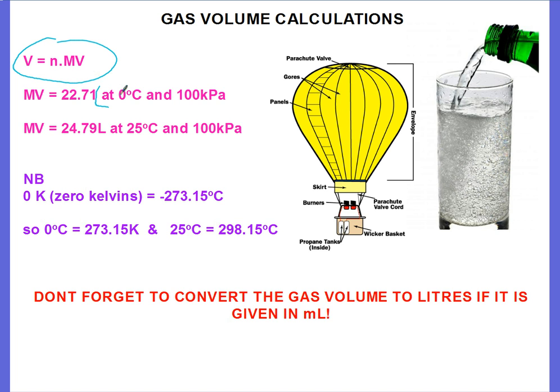There was a question in one of the trials which had kelvins rather than degrees. You need to be aware that 0 kelvins is the same as minus 273.15 degrees Celsius. So 0 Celsius is the same as 273.15 kelvins, and 25 Celsius is 298.15 kelvins. And the last little tip here, don't forget to convert gas volume to litres if the gas volume is given in mils.